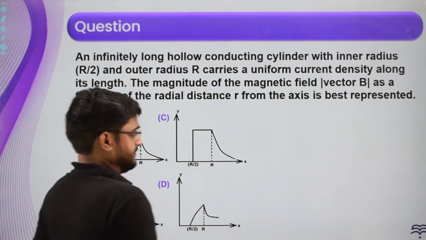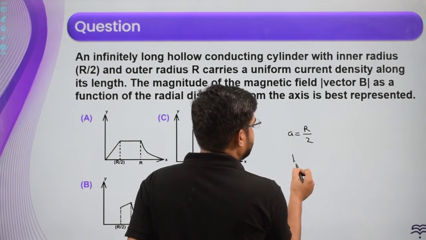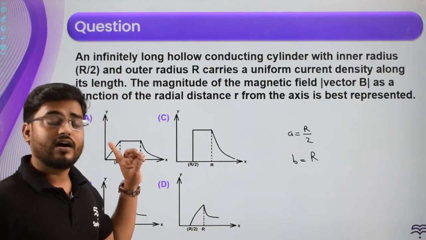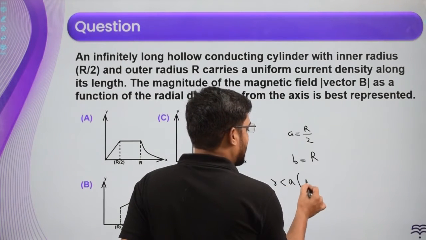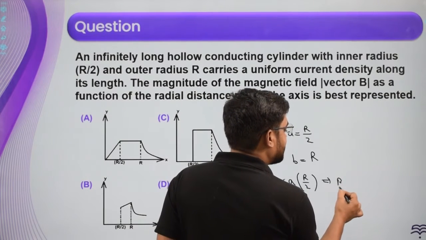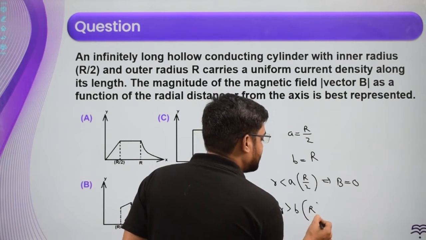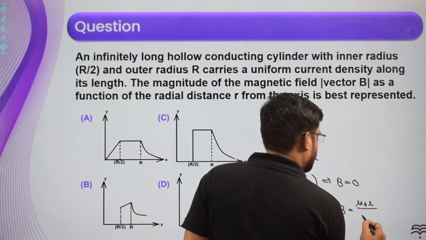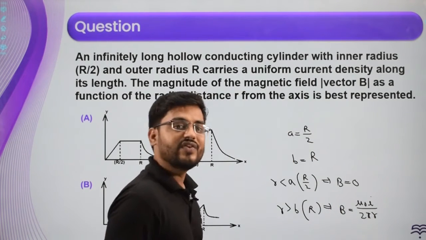So we know that here my a is R by 2, the inner radius, and the outer radius is R. Just think again, for r less than a, or to be precise r less than R by 2, what will happen? The magnetic field comes to be 0. For r greater than b, that is greater than capital R, the magnetic field comes to be mu naught I by 2 pi r. So here it is 0 and here it is inversely proportional to r.